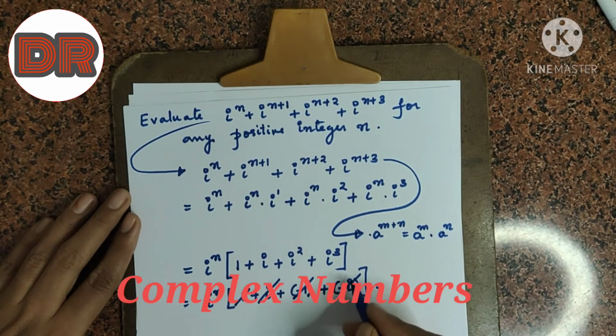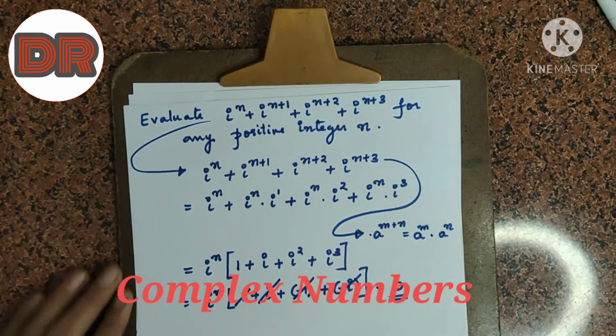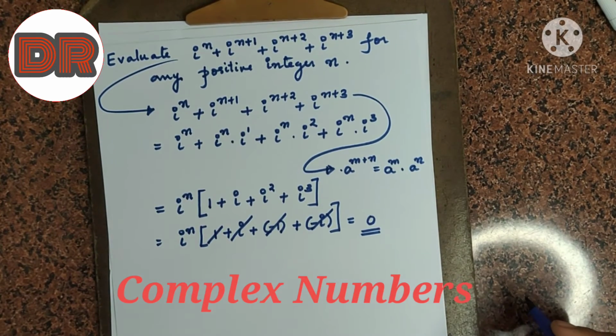So we have i and minus i, 1 and minus 1. So inside it is 0. So 0 into i to the power n is 0. So this is how we apply the basic concept of imaginary numbers. Okay. So let me take one more example.